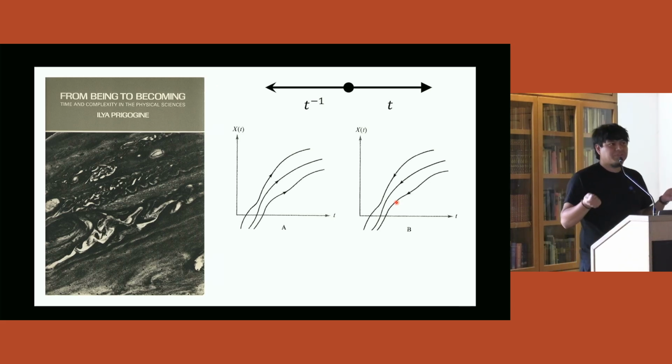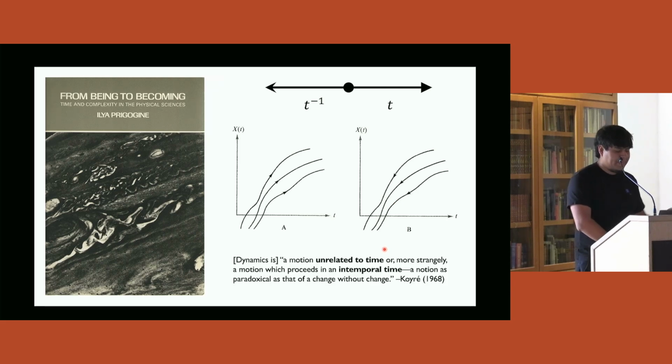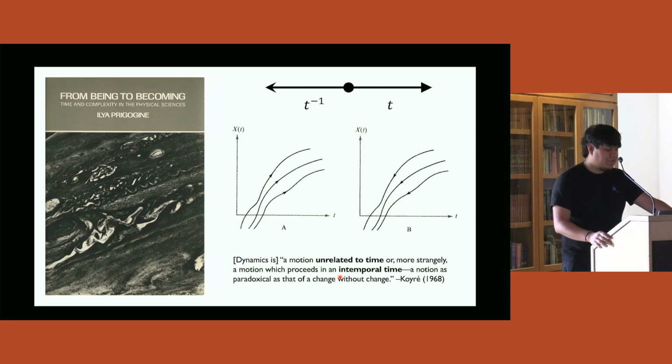But there's no natural way, or at least in the model itself, there's no way to tell which direction is which one. A quote I like that makes this very clear is: a motion unrelated to time, dynamics being this theoretical framework, a motion unrelated to time, or more strangely, a motion which proceeds in an intemporal time, which is kind of an interesting concept, a notion as paradoxical as that of change without change.